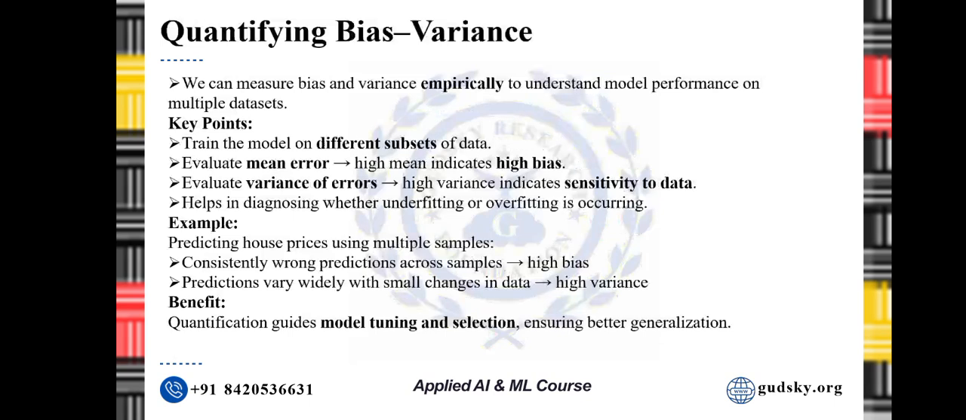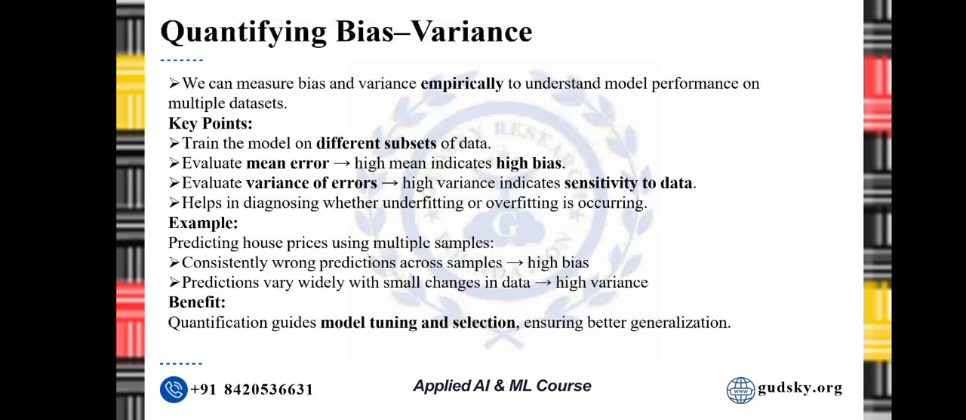And quantifying bias and variance. Alright, how do we actually measure bias and variance in practice? Here is the simple approach. Train your model on multiple different subsets of your dataset and then observe how it behaves. If the mean error across these subsets is high, that means high bias, the model consistently gets things wrong. If the variance of errors is high, that means high variance, the model's predictions change too much across different samples.